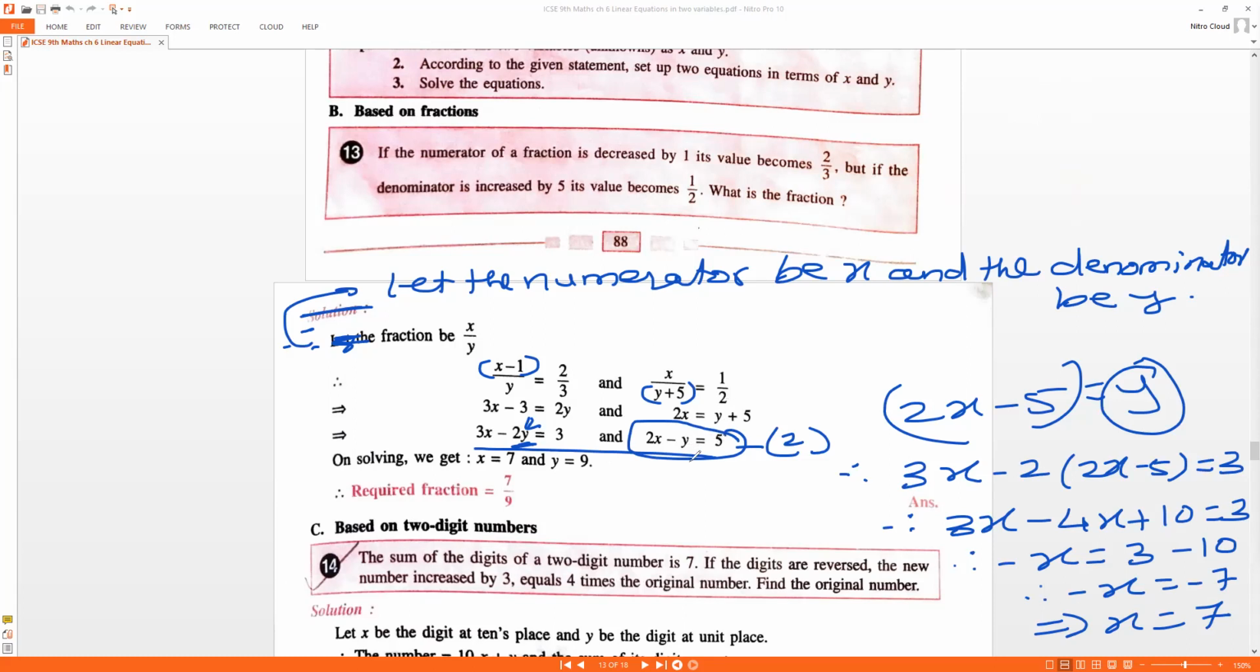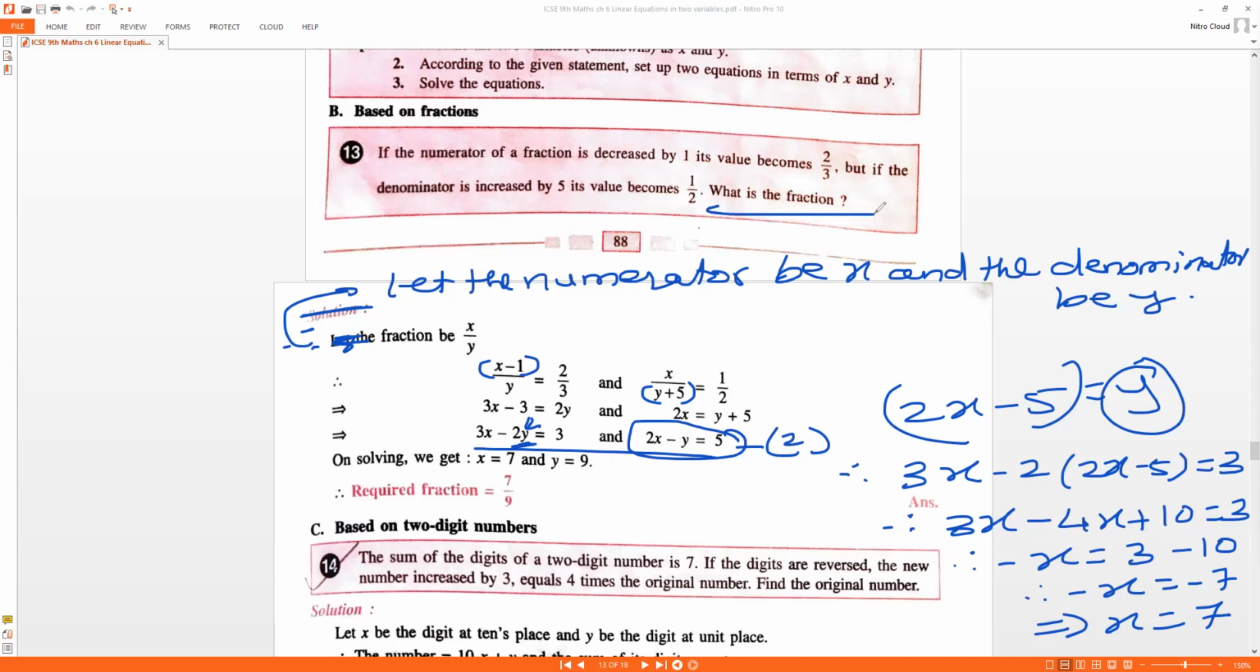Okay, you can use equating the coefficient, but I don't feel the need here. It is rather easy to use elimination by substitution method. Okay, so once you get this, this is not the answer. See, typically we are used to find x and y.